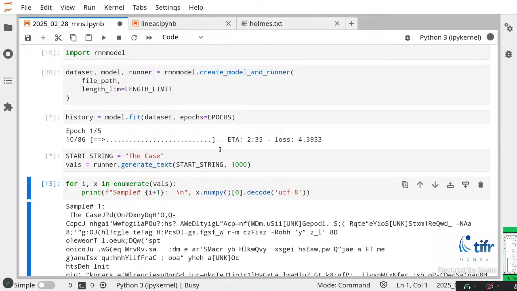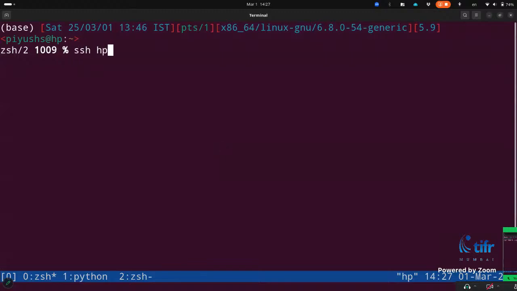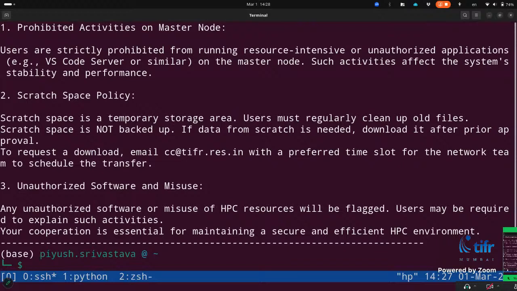Clearly this is not what I want to do, right? We don't want to do it on a laptop. So let's go somewhere else. Let's let it run, and in the meantime, let us go to our high performance computing cluster at TIFR. I've already set it up, so it should just work.